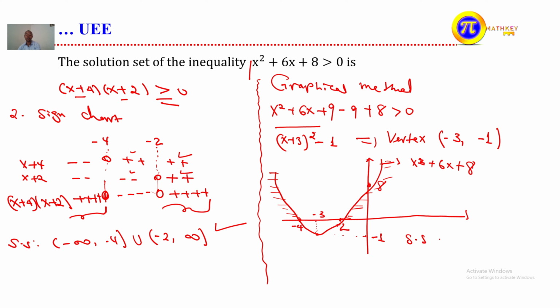or greater than 0, is on the interval negative infinity to negative 4, union negative 2 to positive infinity. So we can solve any quadratic inequality using any of these 3 methods. You can choose the one which is easy for you.